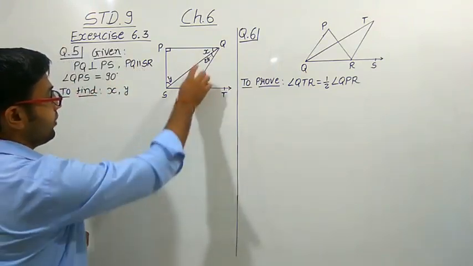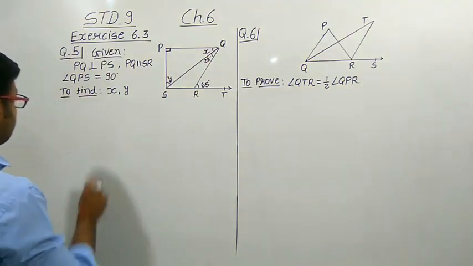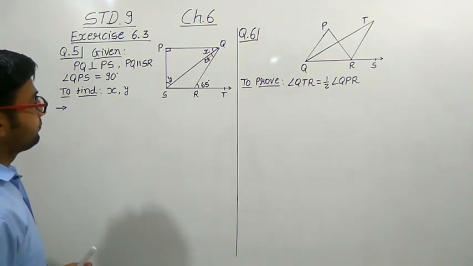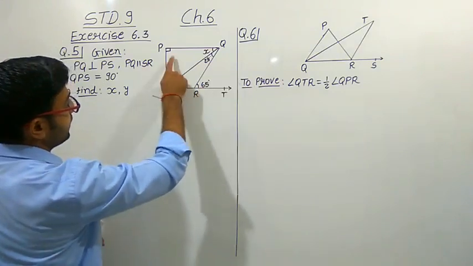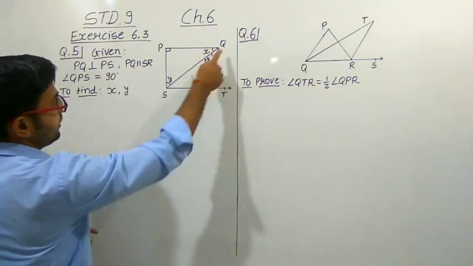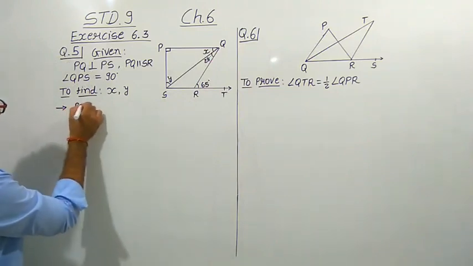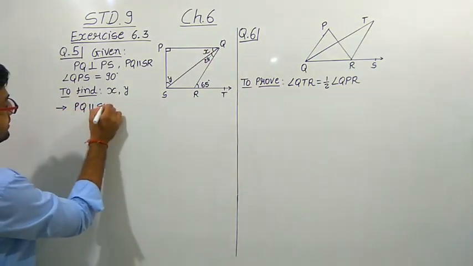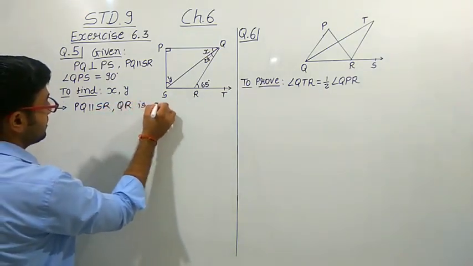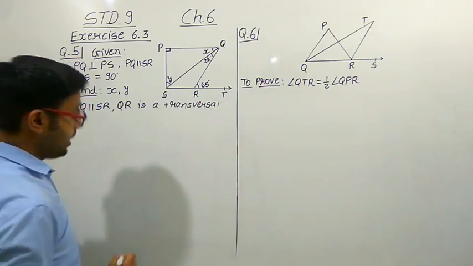Now what values do we have to find out? The values of X and Y. Okay, so first of all, let us think how we can solve this problem. See, here if we consider PQ and SR as parallel and QR as a transversal, then what will happen?